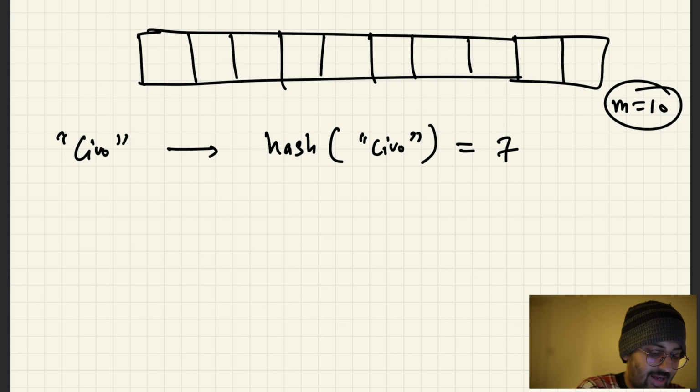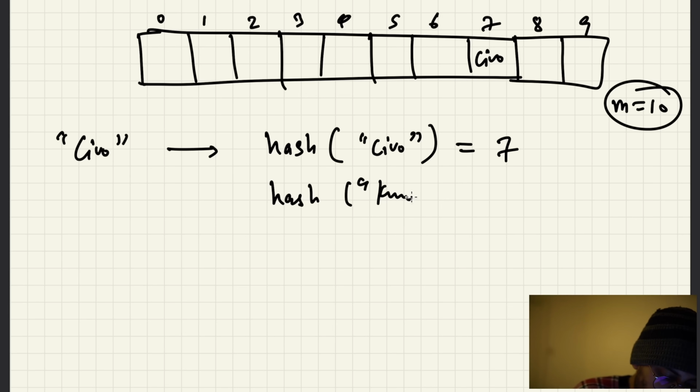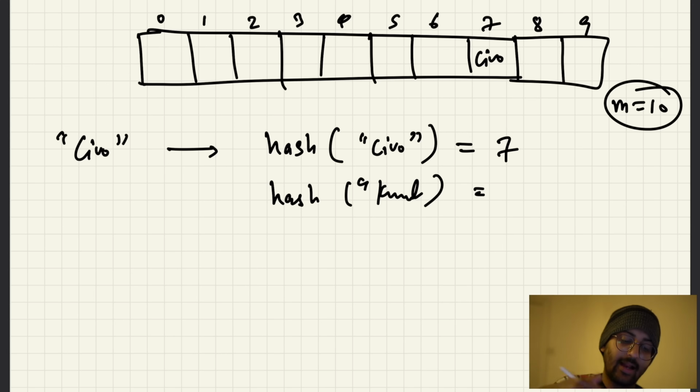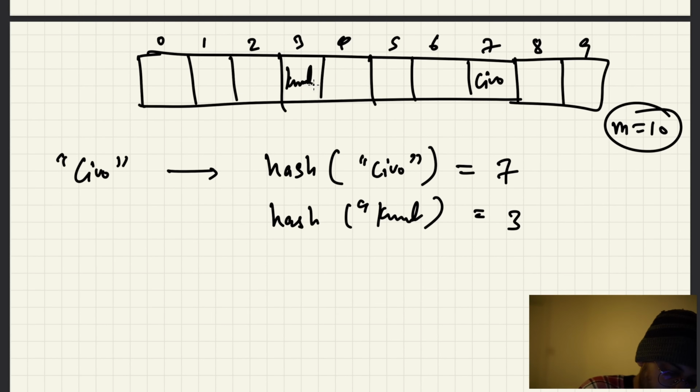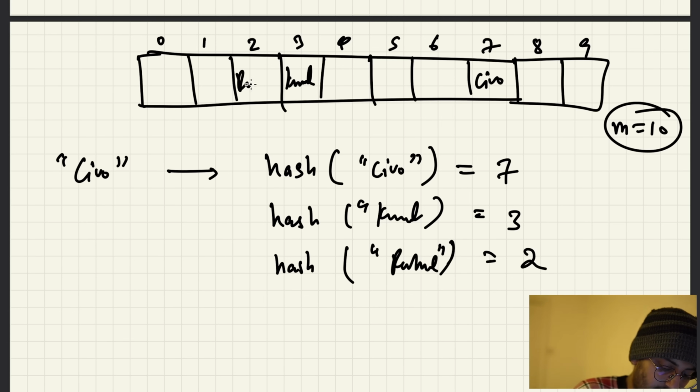Here if I say hash code of CVO is let's say 7, so I'm going to be like, okay, just insert it into index number 7. So here I will add CVO. I will say hash code of Kunal is equal to, let's say it calculates and gives me another number, 3. So I'll be like, okay, I will add Kunal over here. Hash of Rahul is going to be equal to, let's say 2. I will add Rahul over here.